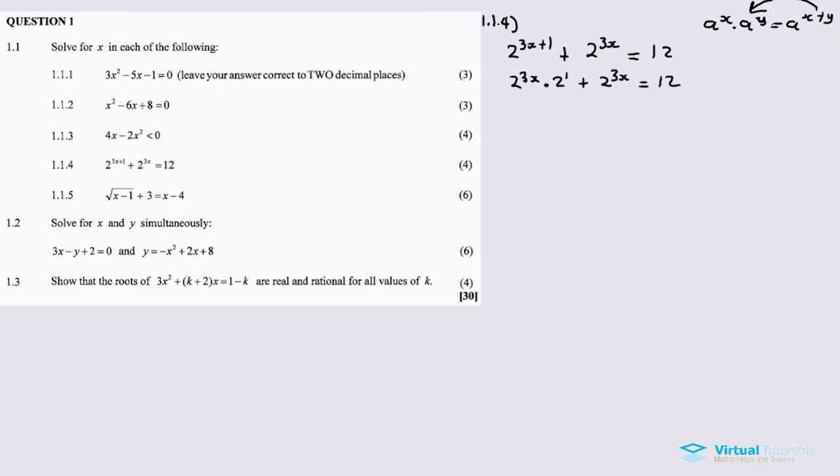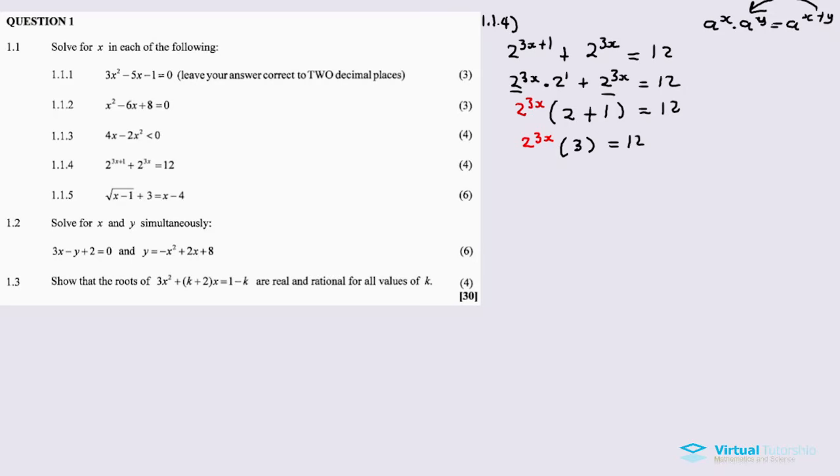After breaking this, you get what? A common factor. Our common factor here is 2 raised to exponent 3x. Let's take it out. So now look, the common factor is 2 raised to exponent 3x, times 2 plus 1. And the 2 plus 1 is equal to 3.